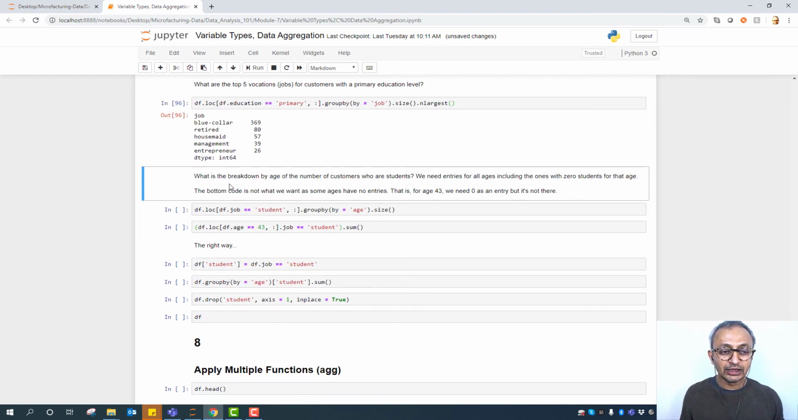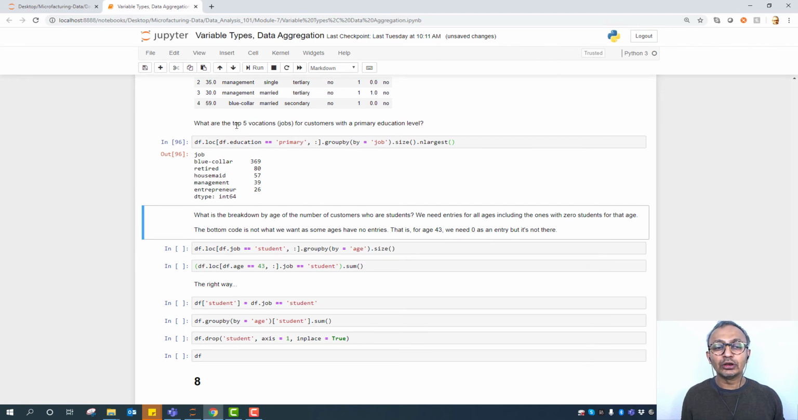Let's try something else. As you can see, we are asking a lot of these questions. What is the breakdown by age of the number of customers who are students? We need entries for all ages, including the ones with 0 students for that age group. For example, if you're doing ages 36, 37, 38, you might not have a customer with the age of 38, but you want that number saying there are 0 customers with age 38.